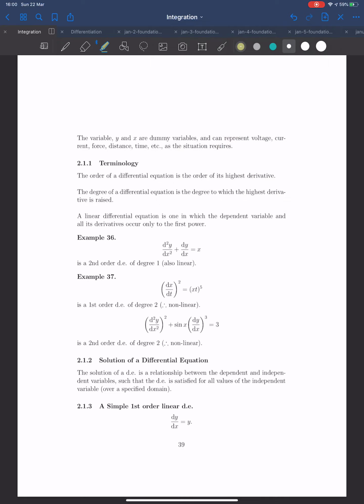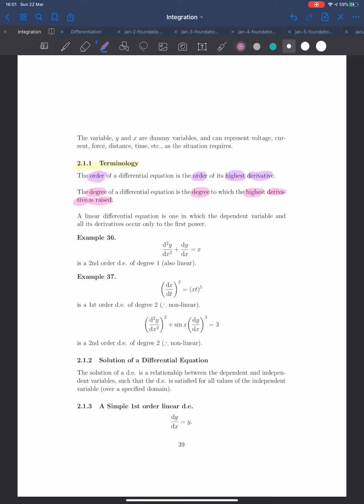Okay, the order of a differential equation is the order of its highest derivative. Okay, and the degree of a differential equation is the degree to which the highest derivative is raised. So the order, let's do a different colour for each one. Order is the order of the highest derivative. And then a different colour for this next one, pink. And the degree is the degree to which the highest derivative is raised.